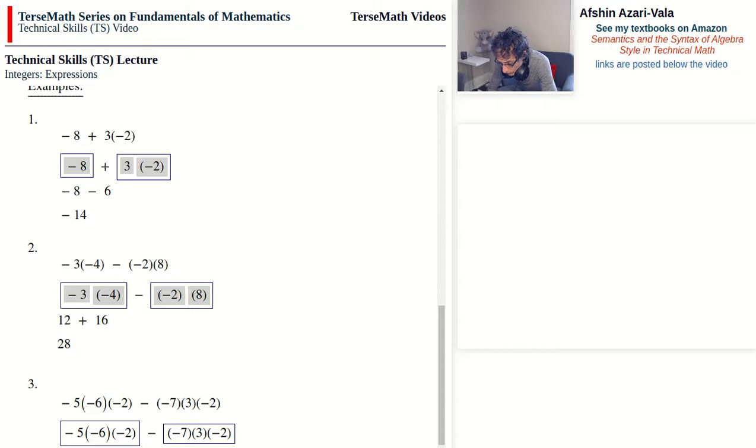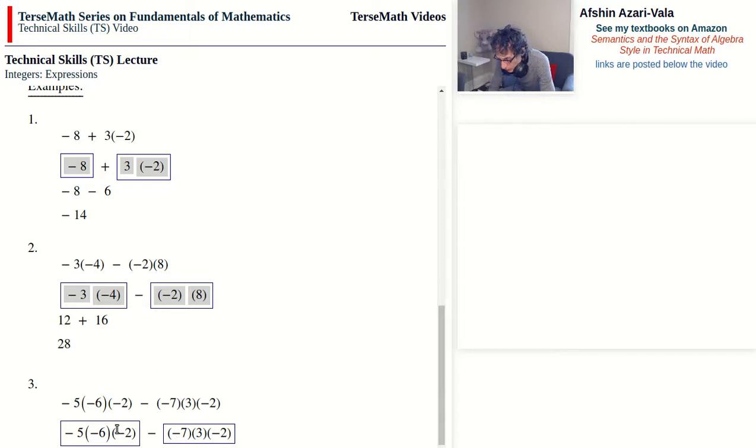Term number 1 has 3 factors. Now this time I'm not going to highlight them, so you don't get too used to the idea of the need to highlight. These factors are -5, -6, and -2. These are the 3 things that we are multiplying, so they are factors. And in term number 2 we also have 3 factors, -7, 3, and -2.